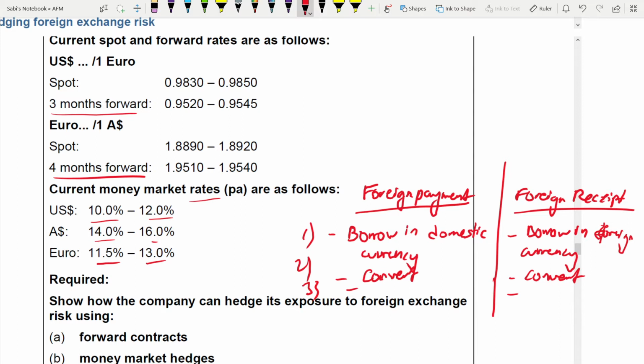You borrow in domestic means you have to invest or deposit in foreign currency. So when you deposit in foreign currency, from there itself you can pay your supplier, because it is deposited in foreign currency. From there you make the foreign payment. Here, since you borrowed in foreign, you deposit in your home currency.